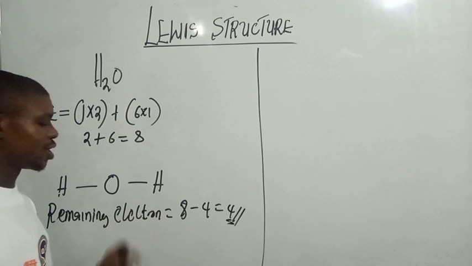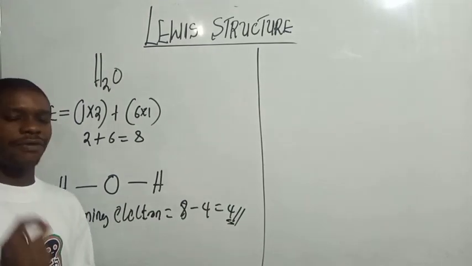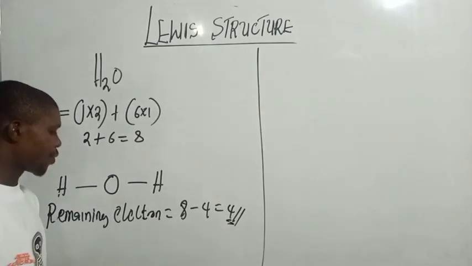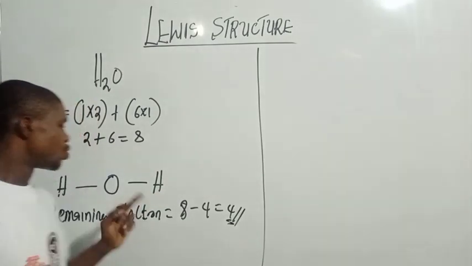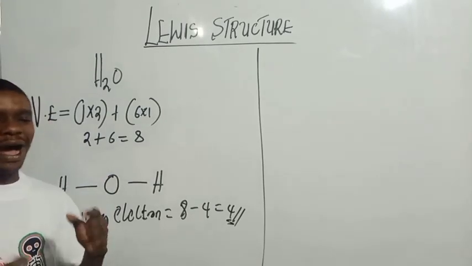However, hydrogen cannot have the octet. Do you understand? Hydrogen cannot have the octet. Why? Because it can only form 2 electrons in the atom's shell. But oxygen and beyond can have the octet.